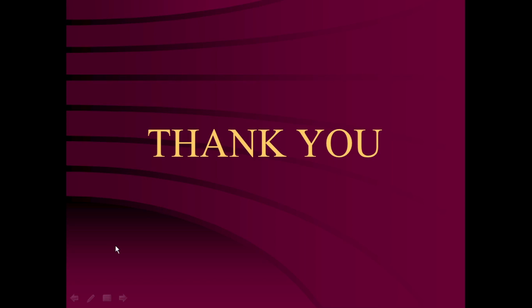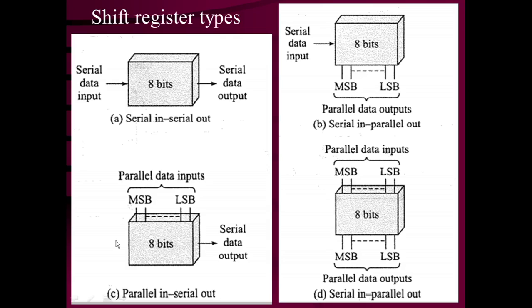The third type of shift register is like this: parallel in, serial out shift register. Data is entered in a parallel fashion from MSB to LSB. That means all the data bits are entered simultaneously into the shift register with a single clock transition, and for that all the data bits must be present. So if this is an 8-bit shift register, 8 inputs will be there, but data comes out in a serial fashion, so only one output is there. This type of shift register is known as the parallel in, serial out shift register.